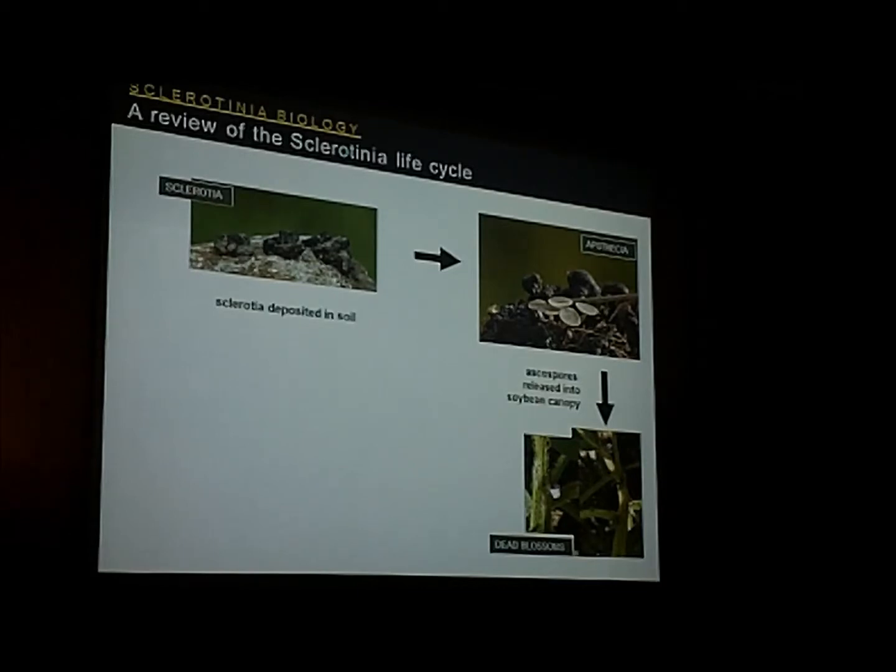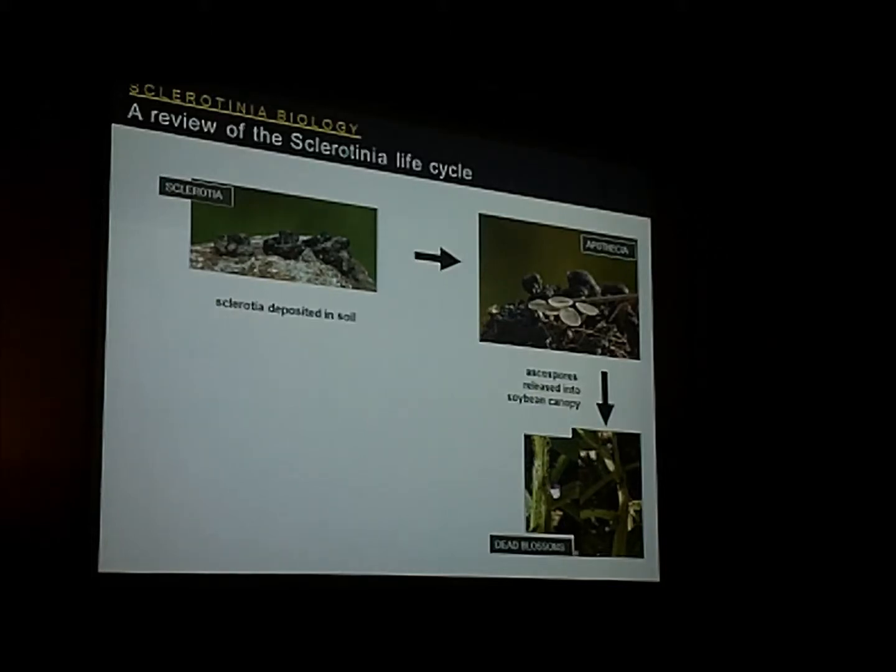When the spores produced by those little mushrooms are released into the soybean canopy, their primary place where they actually colonize and cause disease would be the dead blossoms. Basically, this fungus is unique in that it does not have the ability to land onto healthy tissue.